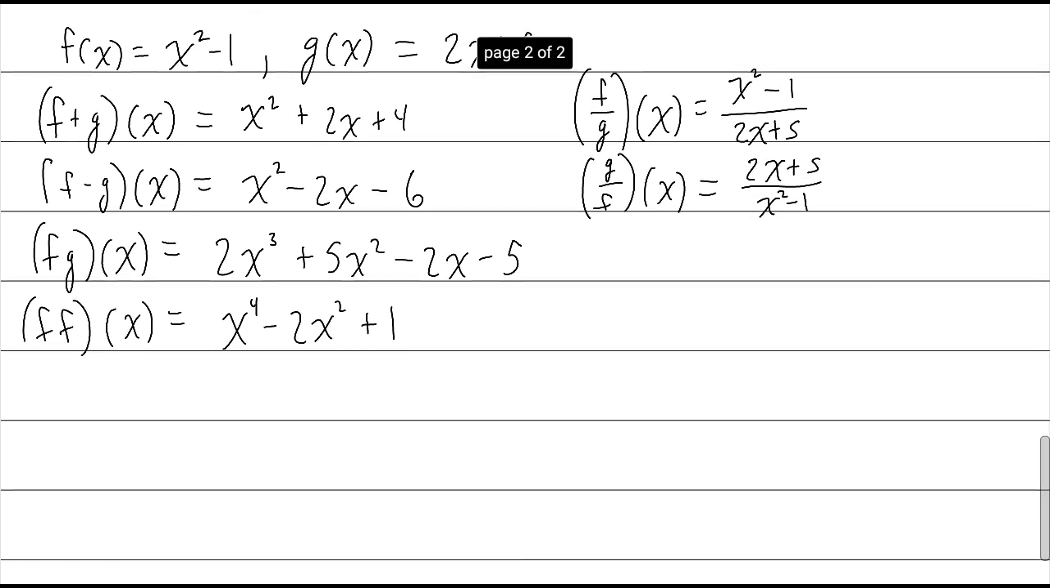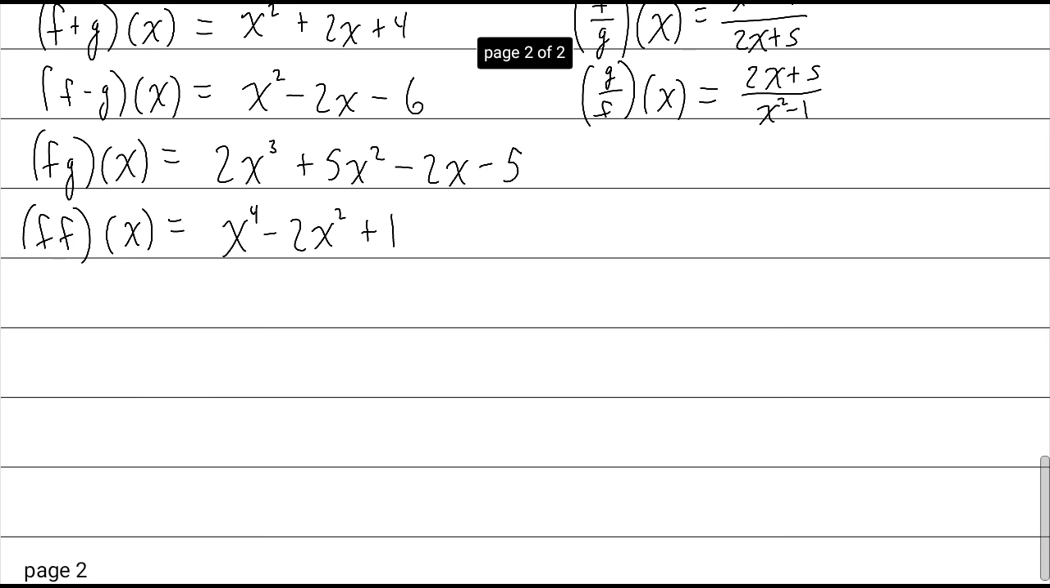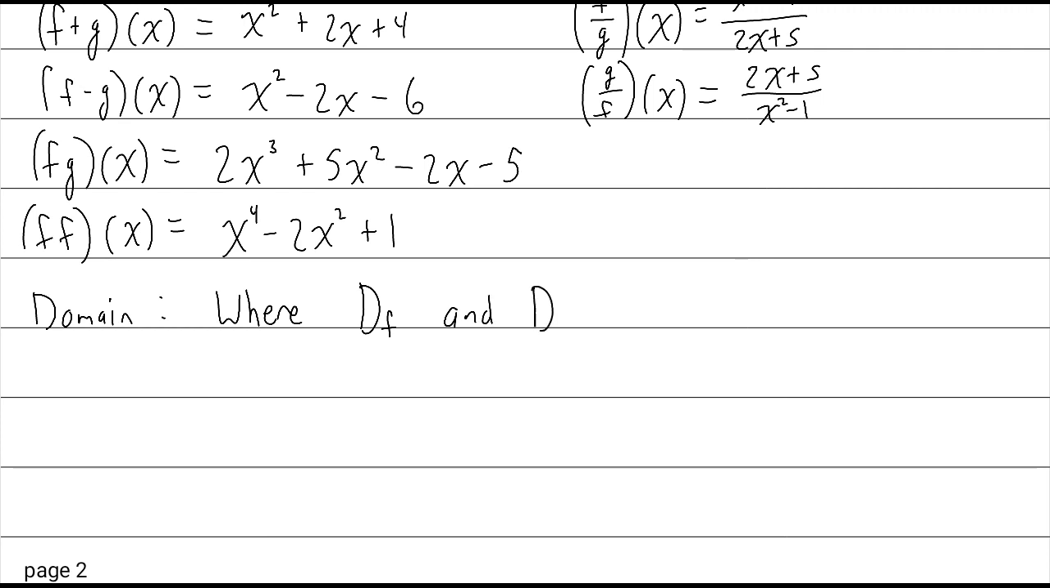All right, so if you're trying to find the domain of a new function that's combined, the other two combined, it's where the two functions overlap, right? Where the two original functions overlap. Where the domain of f and the domain of g overlap, or their intersections. Okay, so what does that look like?